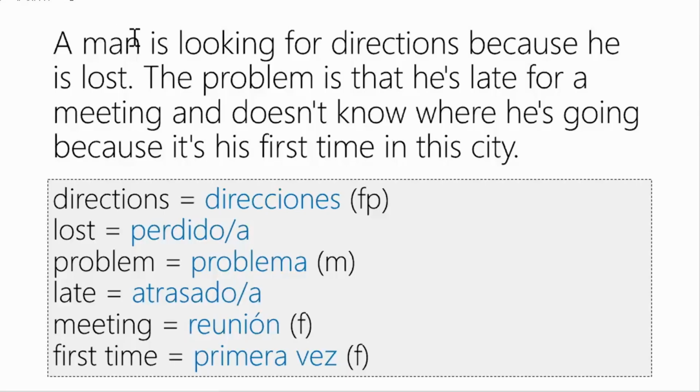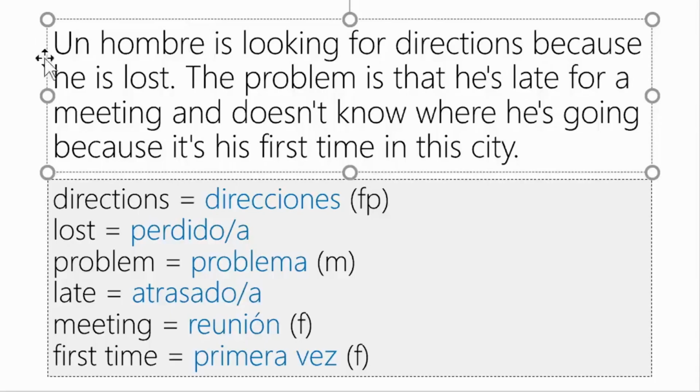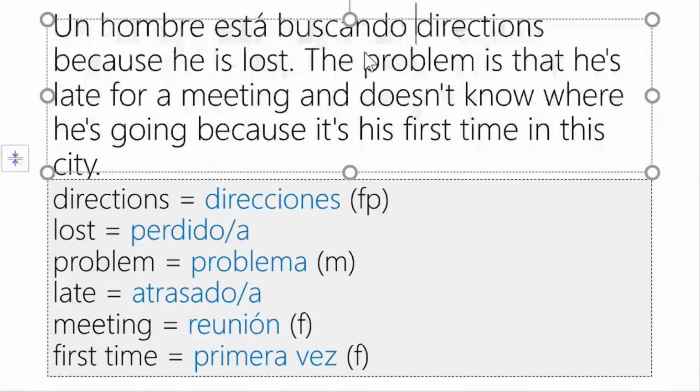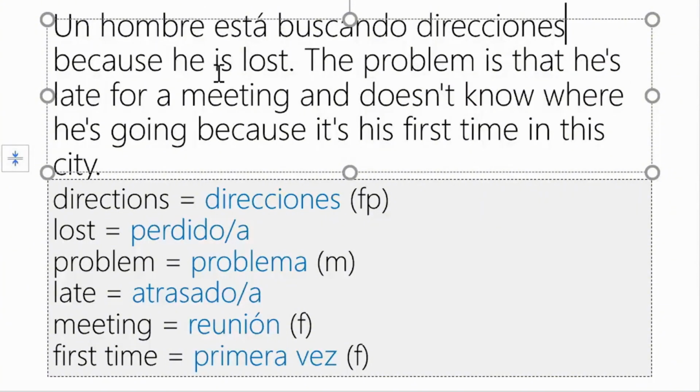All right, so a man, un hombre, is looking for. This is something that's happening right now, something that's going on right now. So it's the present progressive. You can see that clearly with the ing in English. So está buscando. Notice that we don't need to find a word for because it's already contained within the meaning of the verb. And then directions, direcciones. Because he is lost. Okay, so porque.